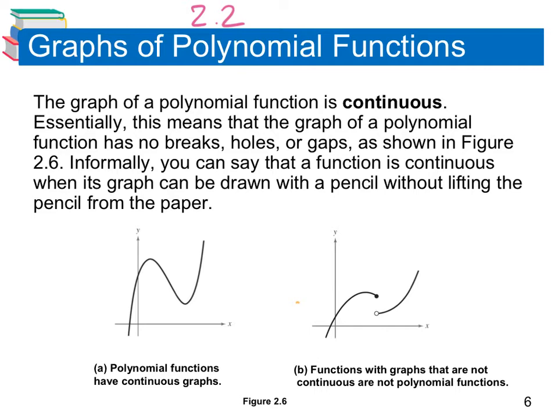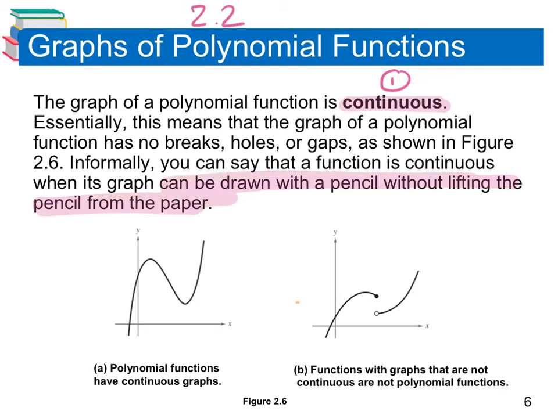So in order for a function to be a polynomial function, we need the graph to be continuous. So we need two things for a function to be a polynomial function. First thing is our graph has to be continuous. One way to tell if our graph is continuous is if you draw the graph with a pencil without lifting the pencil from the paper.